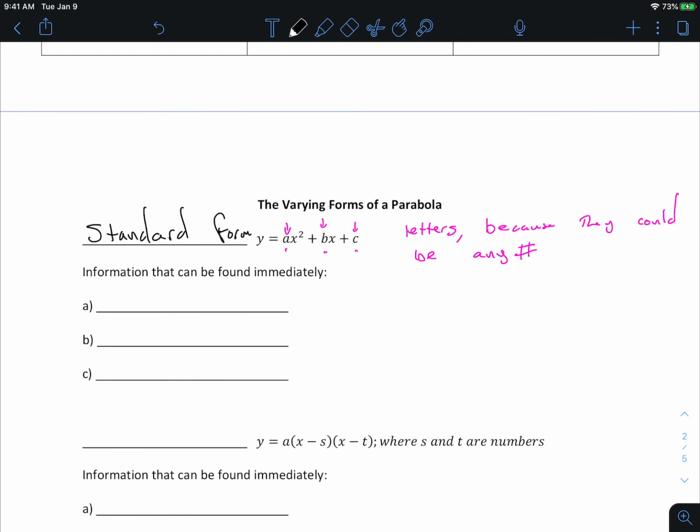Okay, so some of the information that can be found from this right away is the direction of opening. You can also find, which I showed you, what happens when x is 0 and these turn into zeros. It's just, what do you get? C is your, oh, why can't I think of it now? Y-intercept. I was thinking axis of symmetry. No, that's okay. That's the x piece of the vertex.